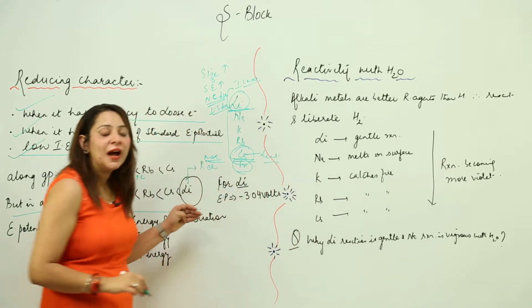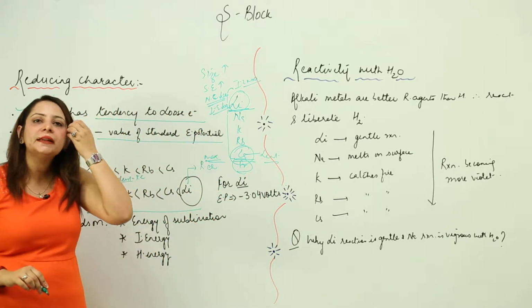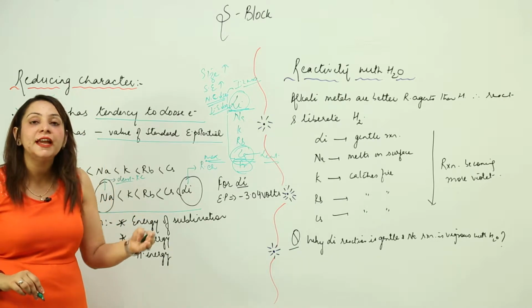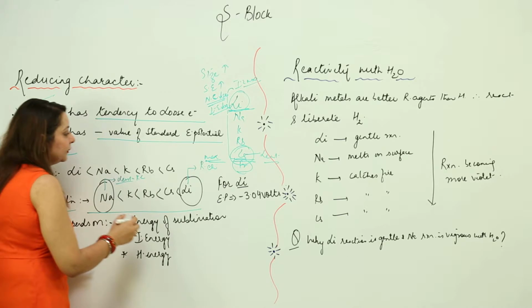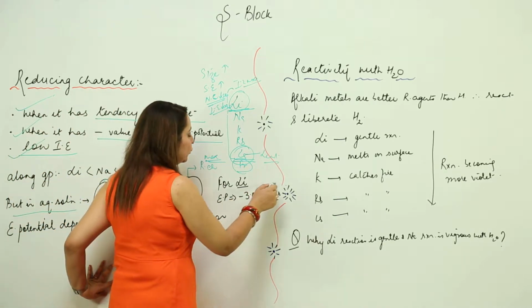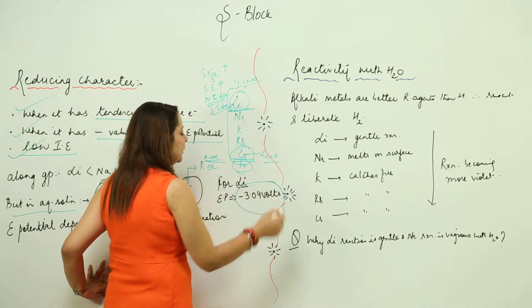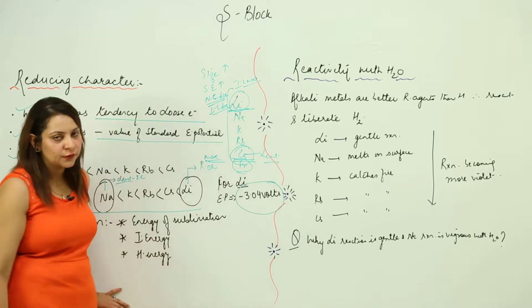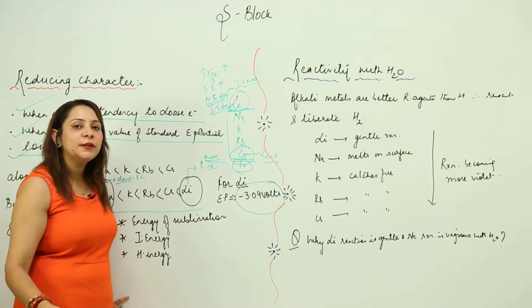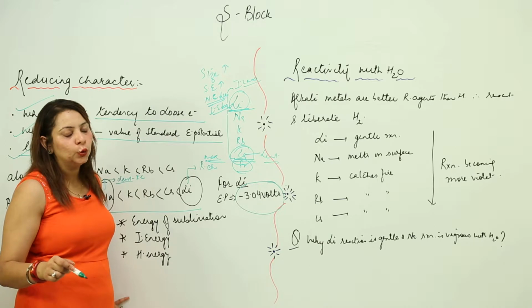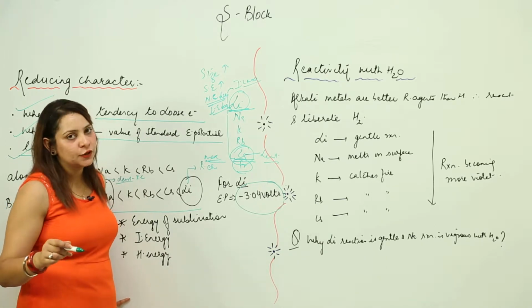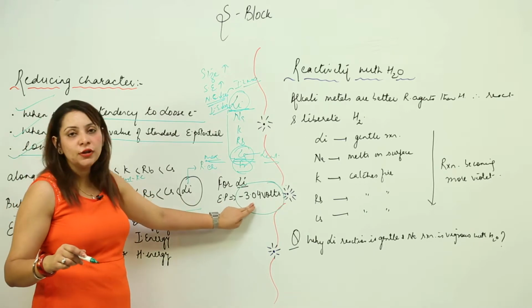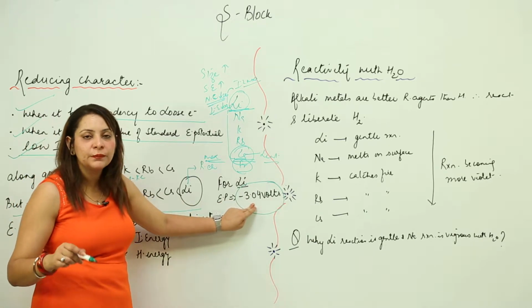So now what is the reason behind lithium acting as the best reducing agent in its group? The reason is that the electrode potential of lithium is minus 3.04 volts. Now what is the reason that it possesses the maximum negative value? We know that maximum negative means it is a powerful reducing agent. So this value actually confirms that it is a powerful reducing agent.